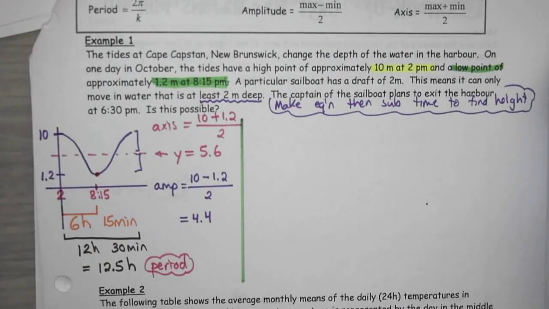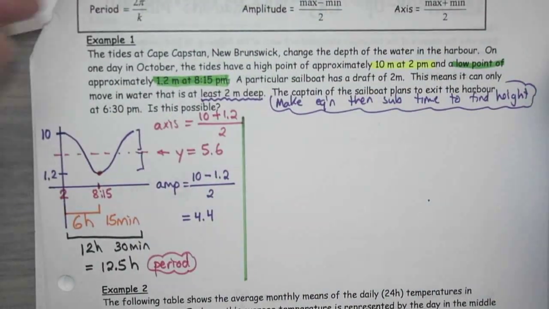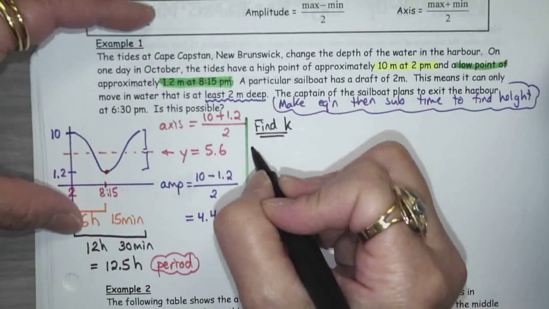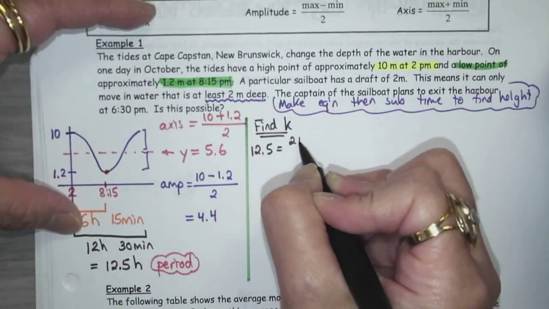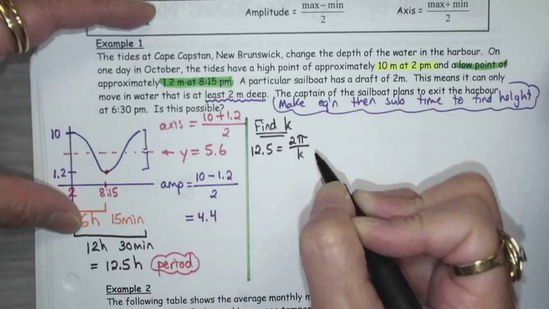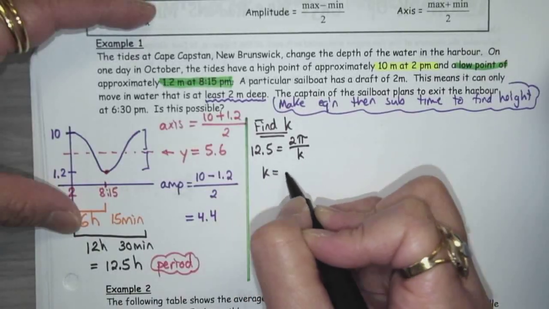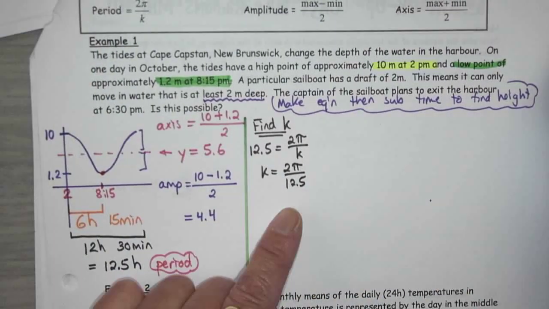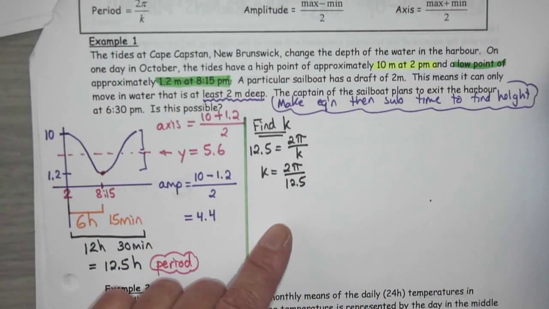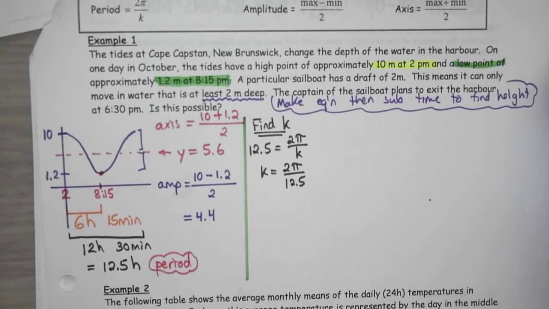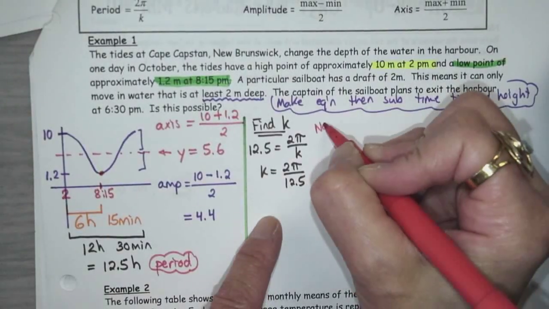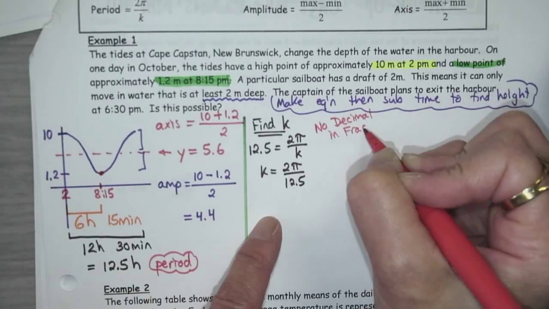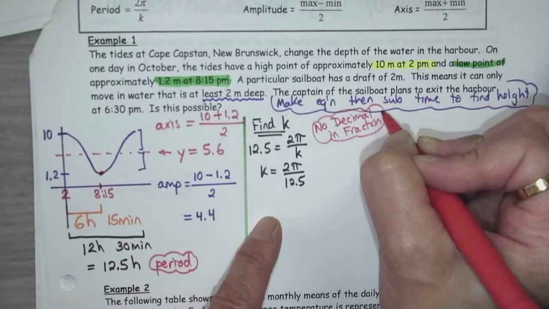Okay, so we're going to find K, and we're going to go 12.5 equals 2 pi over K, and then switch them. So K is 2 pi over 12.5. Now, I definitely don't want a decimal in a fraction. That's like you merge two things that shouldn't go together. So no decimal in a fraction. Does that make sense? I don't want a decimal fraction.